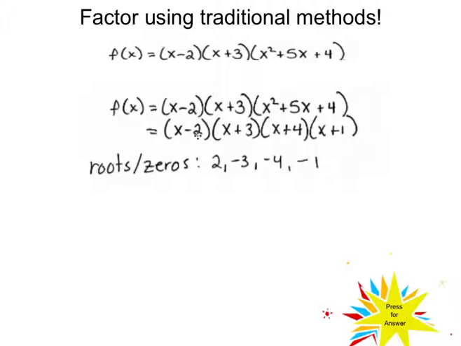So, this factored as x minus 2 times x plus 3 times x plus 4 times x plus 1. The roots or zeros are 2, -3, -4, and -1. And that was a lot of work for one problem. Now, I want to summarize.